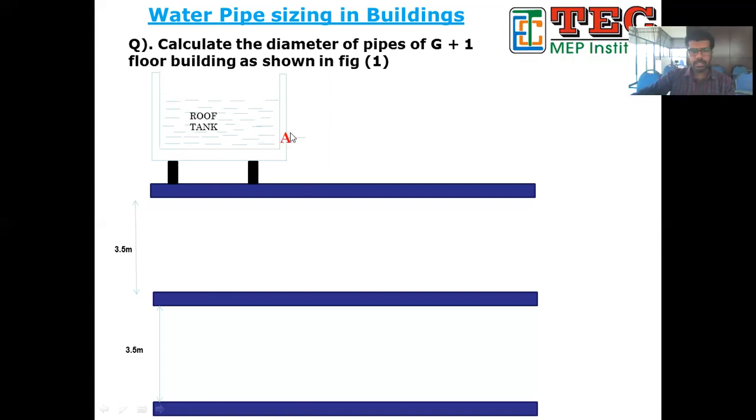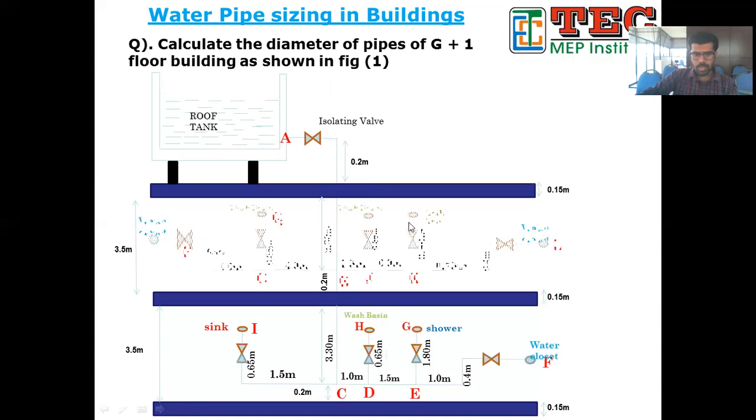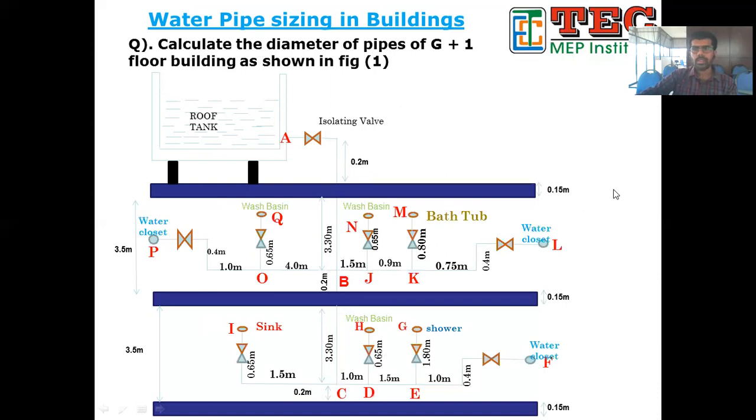Then from there a pipe is taken. An excavation valve is there. Here it is 4 meter on the bottom. It's 0.15 meter. Don't worry about all these things. This is the pipe that is coming now.